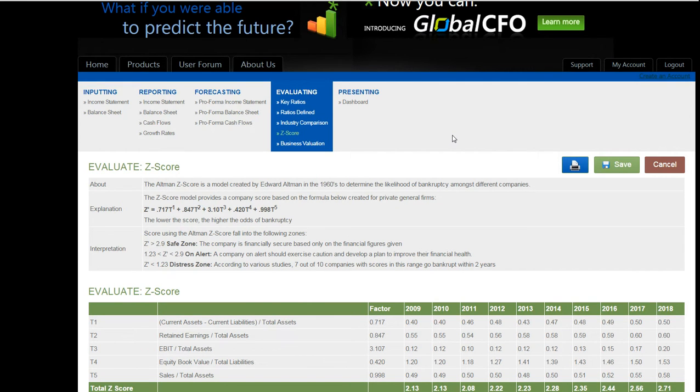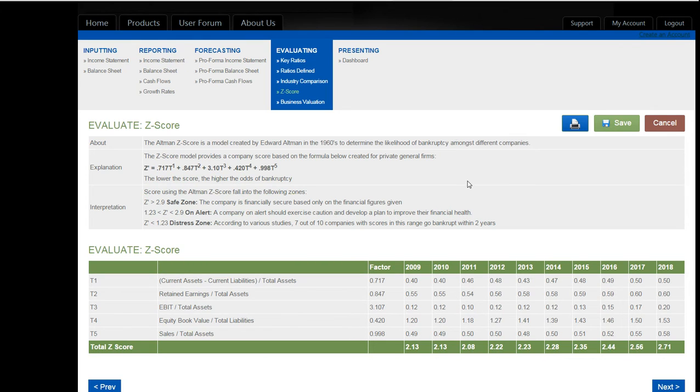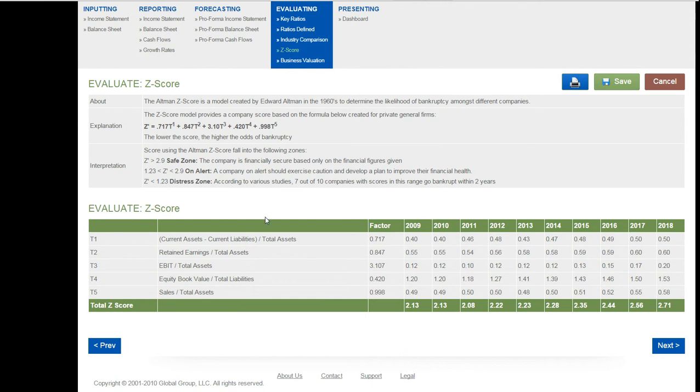The next one is Z-score. This was developed in the 1960s as a means of determining the likelihood of bankruptcy. And notice it tells us the interpretation. So a Z-score of 2.9 or greater is the safe zone, and then we move down to anything less than 1.23. That's the distress zone, meaning that we're at risk of bankruptcy if we don't change.